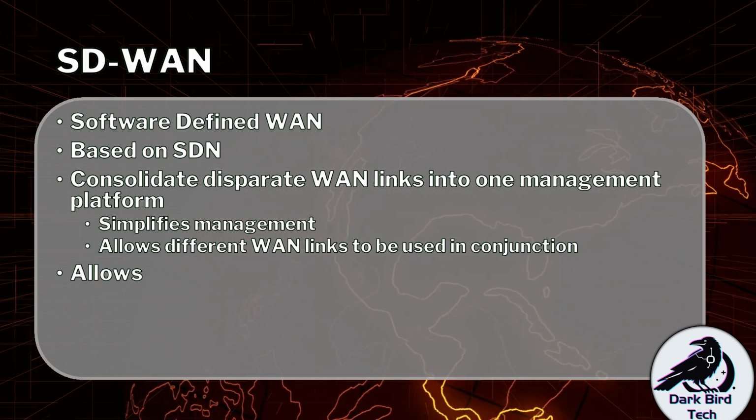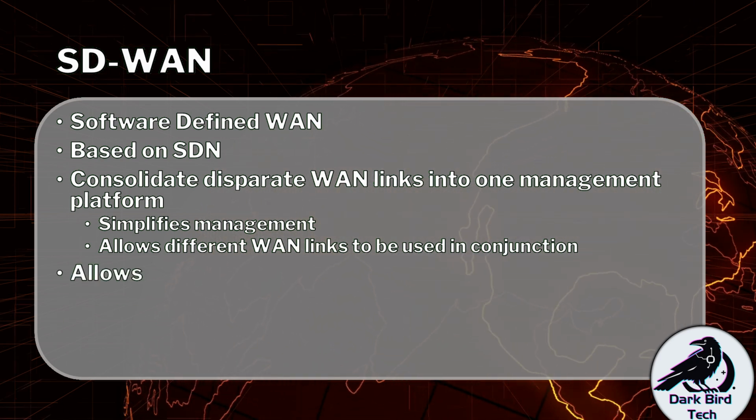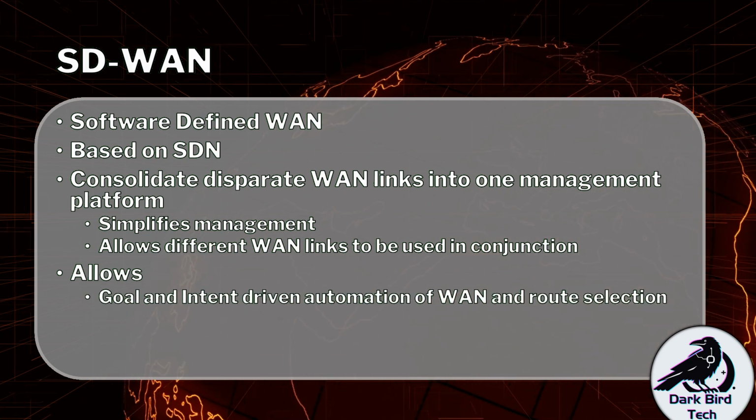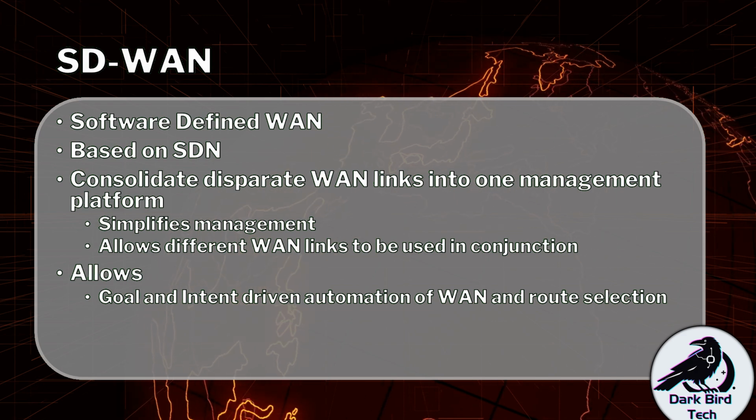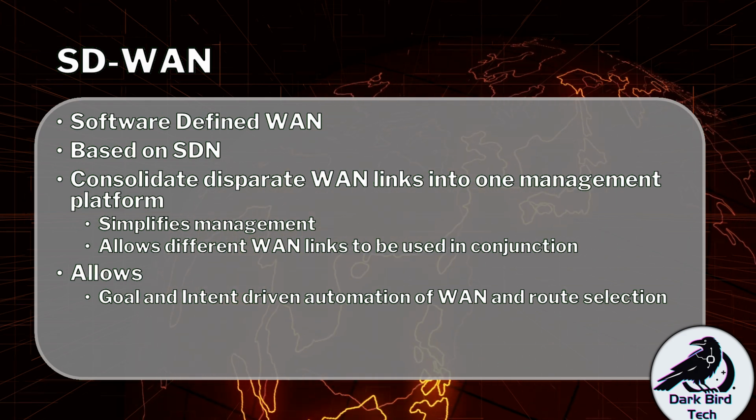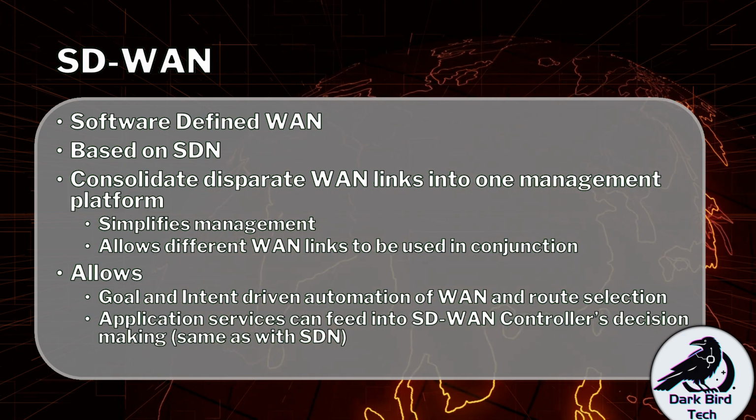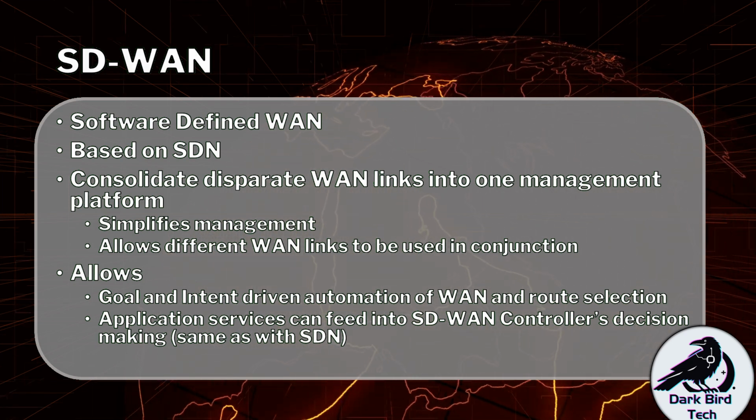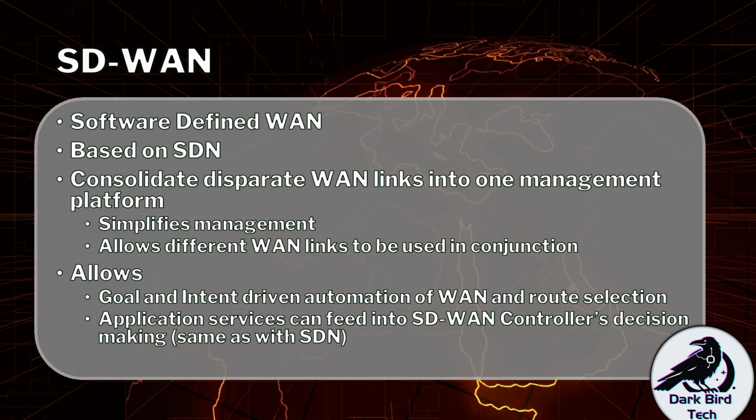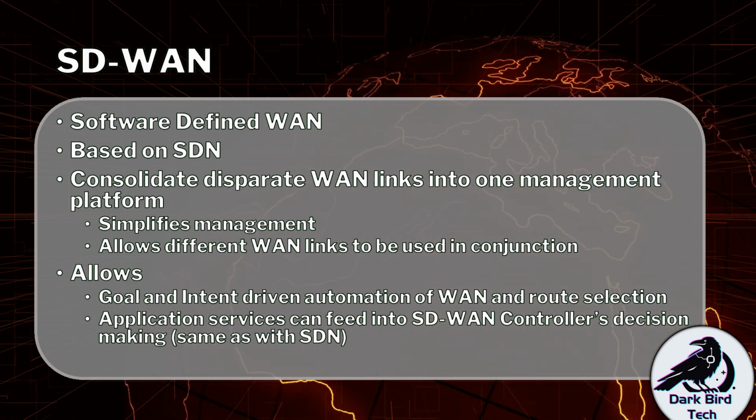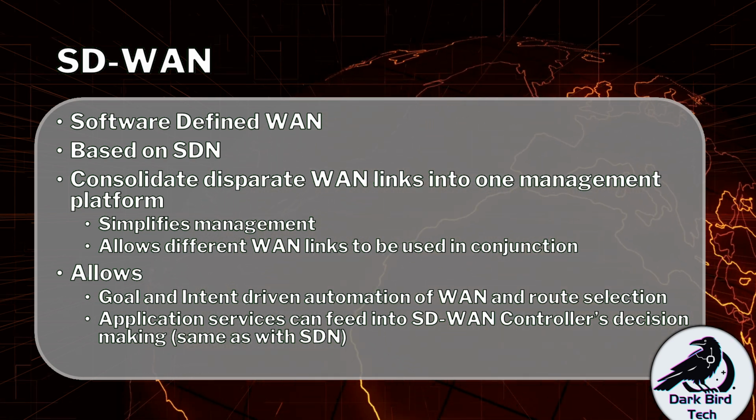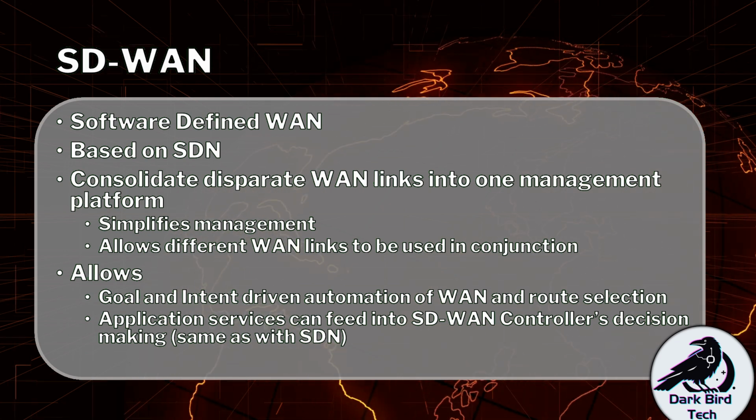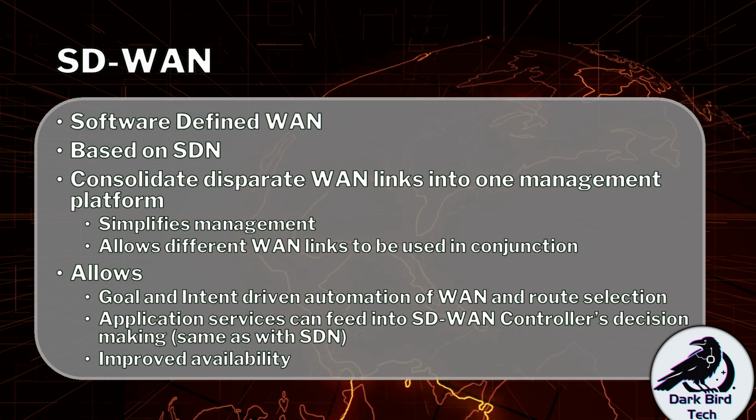So let's look at some of those major benefits. We can have, similar to SDN, goal and intent-driven automation of our WAN and route selection through the internet. And application services, just like with SDN, can also feed into the SD-WAN controller's decision-making process to make choices about how traffic should be forwarded and what should be done in disaster events and emergencies to deal with potential failures of WAN connectivity, which means we get improved availability.